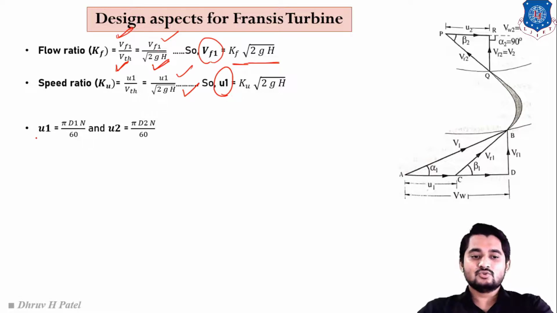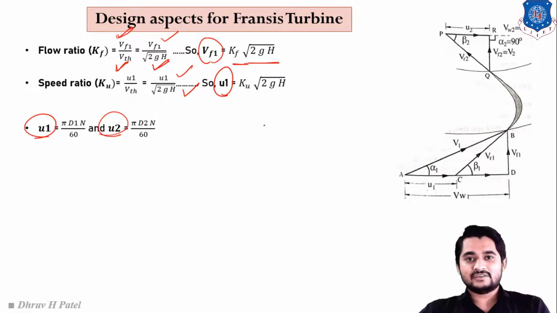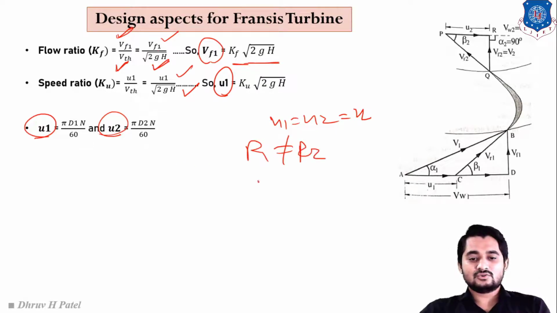Third one will be U1 and U2. Remember, students, in the Pelton wheel turbine we have to take U1 is equal to U2 is equal to U. But here in the Francis turbine, radial blades are there, so the diameter or radius of the inner side and outer side will be different. So R1 is not equal to R2, so D1 is not equal to D2.